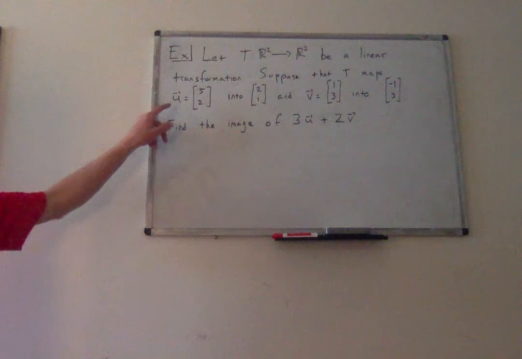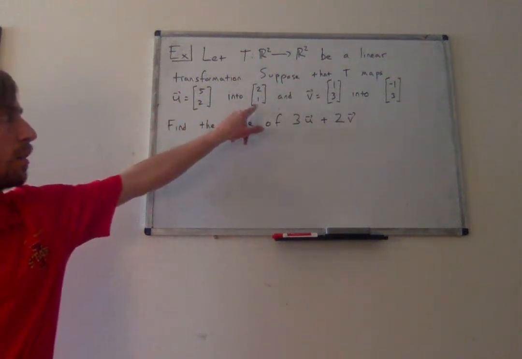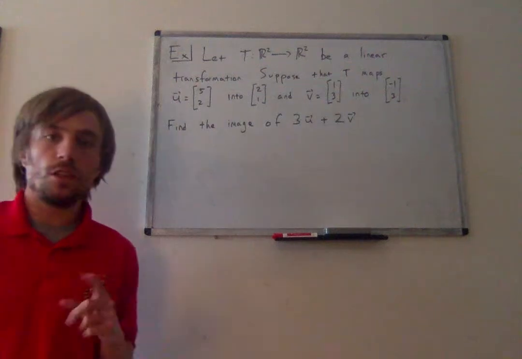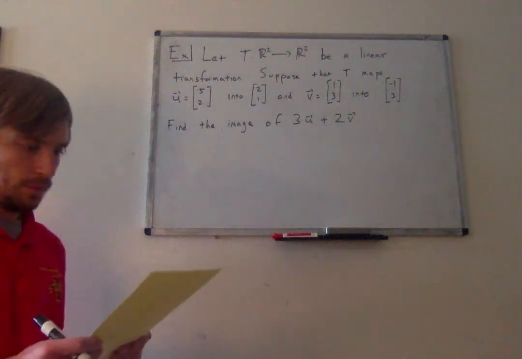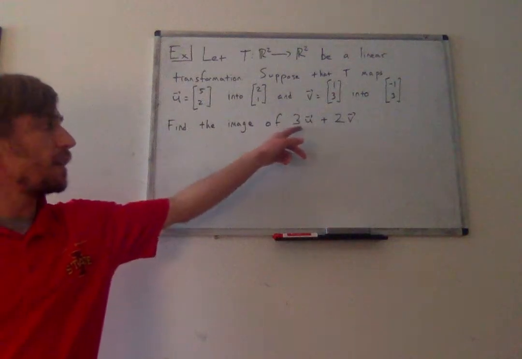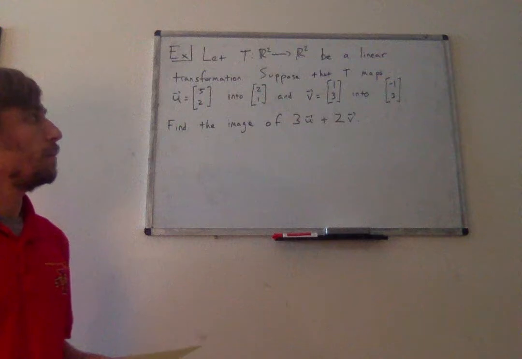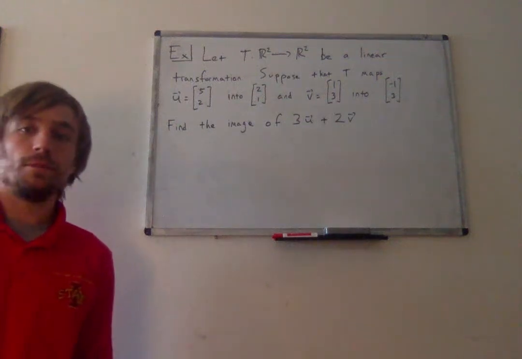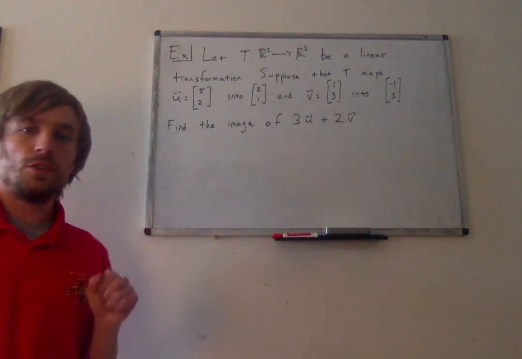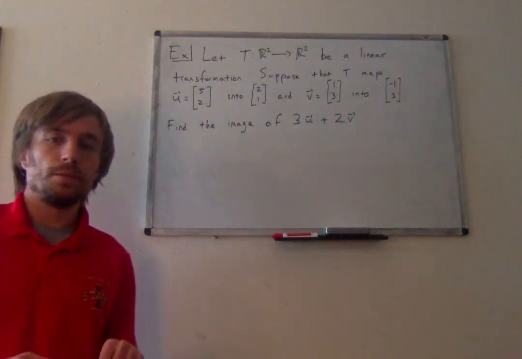We're given that T maps the vector u into the vector (2, 1), and maps the vector v into the vector (-1, 3). But we don't have the matrix, and we want to find the image of the vector 3u + 2v. So how do we do it? Like I said, pause the video here, try it for yourself, think about it a little bit, and then I will go over the solution.